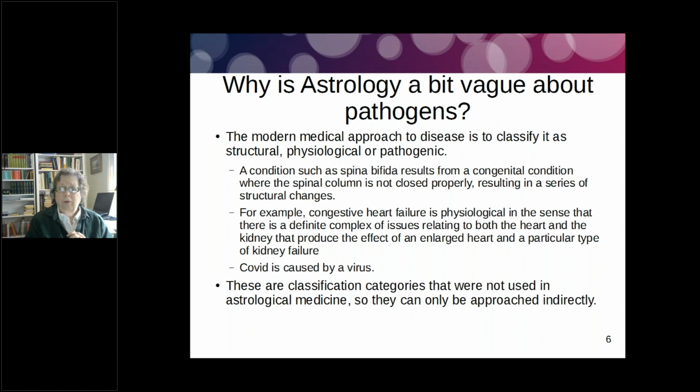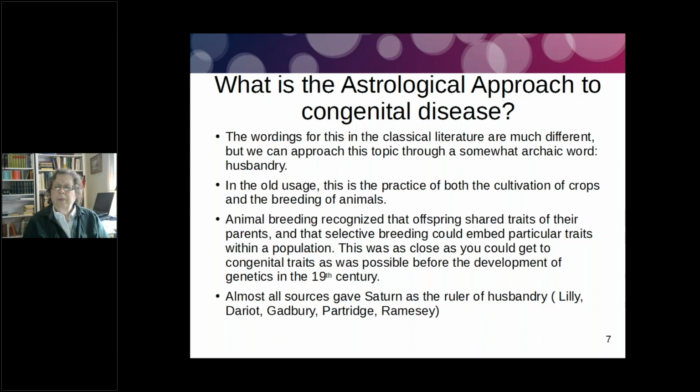But of course, there are a ton of other viruses, bacteria, and other pathogens that are larger than those. So these classification categories were not really developed for astrological purposes, but we can approach them indirectly. So if we take these different categories, we can look at them separately from an astrological standpoint.